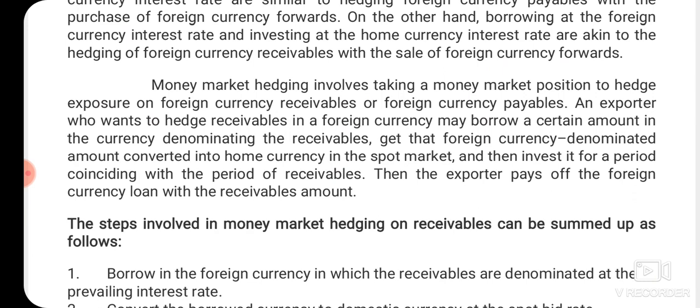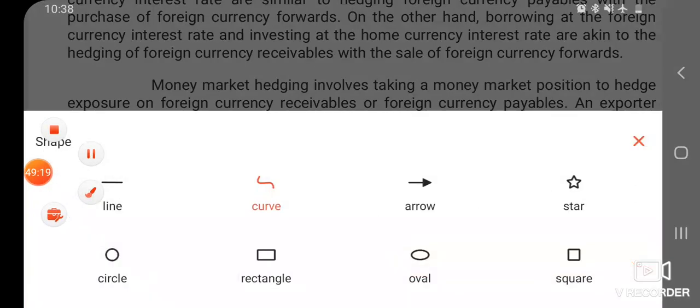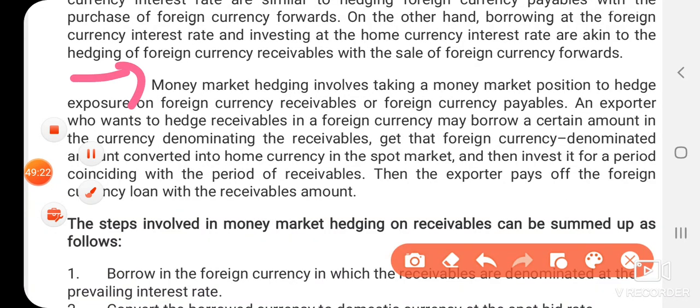Money market hedging involves taking a money market position to hedge the exposure on foreign currency receivables or payables. An exporter who wants to hedge receivables in a foreign currency may borrow a certain amount in the currency denominating the receivables. It may be any type of currency according to the country's denominations. The amount is converted into home currency in the spot market and invested for a period coinciding with the period of receivables. Then the exporter pays off the foreign currency loan with the receivable amount.